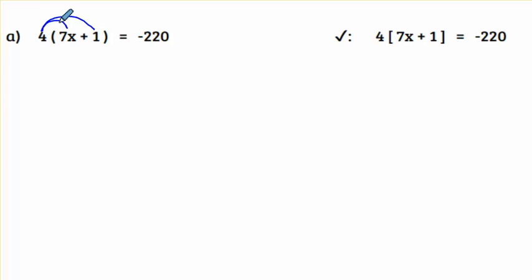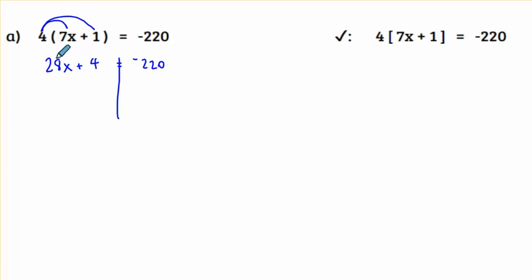So 4 times 7x would be 28x. The plus sign comes down, and 4 times 1 is 4. We have an equal sign in the middle, and we have negative 220. We would draw our river, and now I want you to think about how you would solve this two-step equation. We always get rid of the constant first, which is the number that's not attached to the variable. So think about how you're going to get rid of that plus 4, and then how you get rid of the 28.